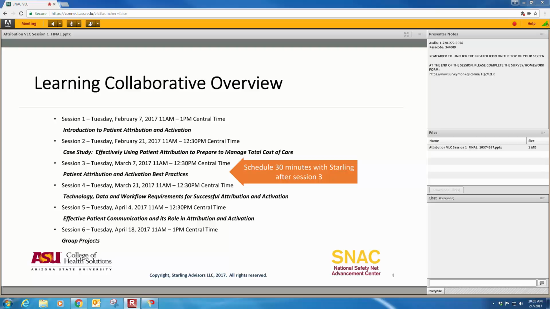Just a couple of quick notes. This session may go as long as 2 hours, but most of the sessions are scheduled for 90 minutes. The final session, session 6, because we want to give each of the groups enough time to report out, will also be scheduled for about 2 hours. So please make note of that when blocking your schedules for the future sessions.